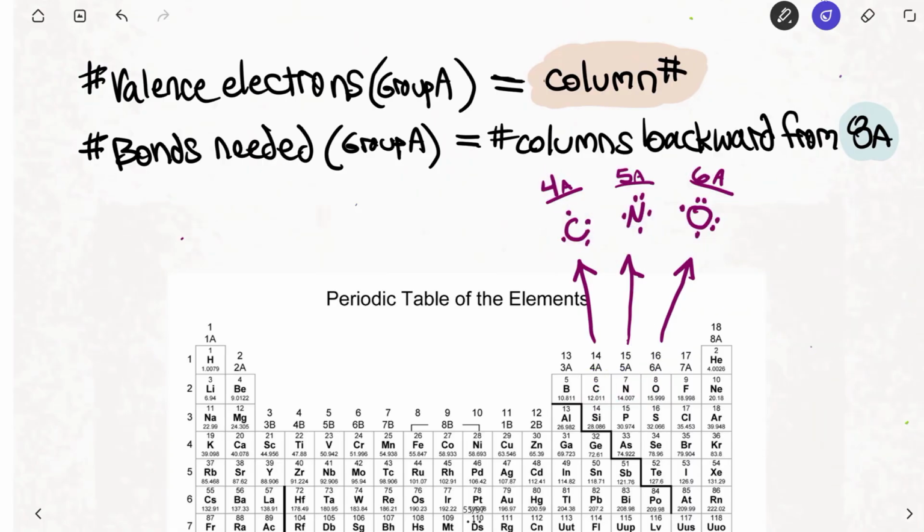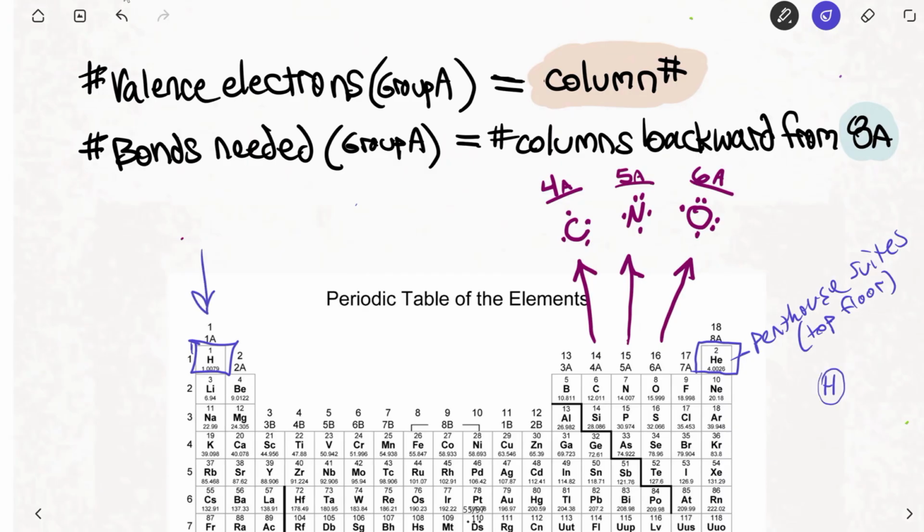Now, if you also notice, this top row, those are the penthouse suites, top floor. The elements on the very top floor of the periodic table only have that innermost shell. And so hydrogen, look over here, hydrogen has 1 valence electron because it's in column 1. So it's just going to get that 1. Boop, done. And then helium over here on the right, if you look at its atomic number, it says helium 2. So it's only going to get 2 electrons total. So boop, boop, and that fills up the innermost orbital that you could possibly get. So these top row, the penthouse suites elements, only have that innermost shell, and the innermost shell only holds a maximum of 2 electrons.